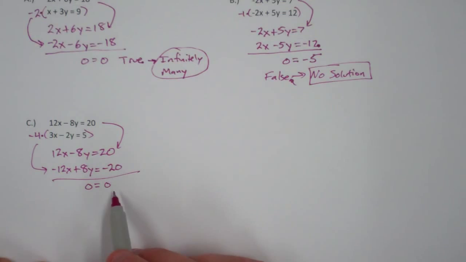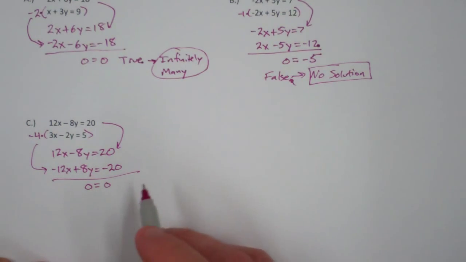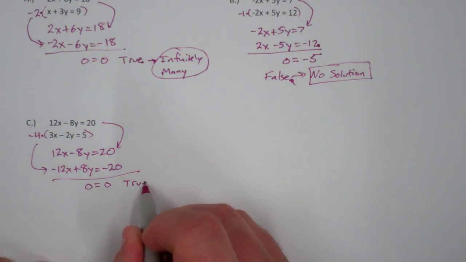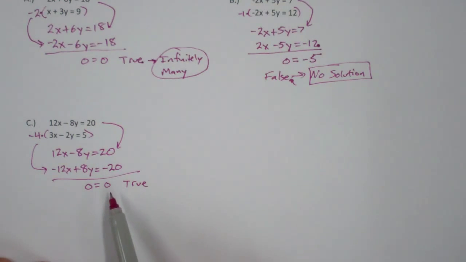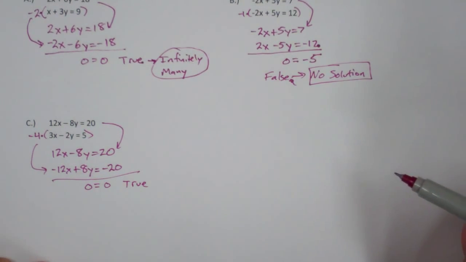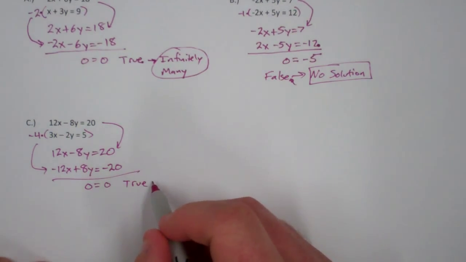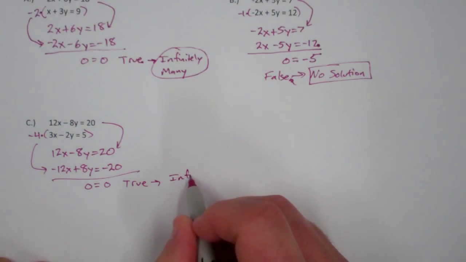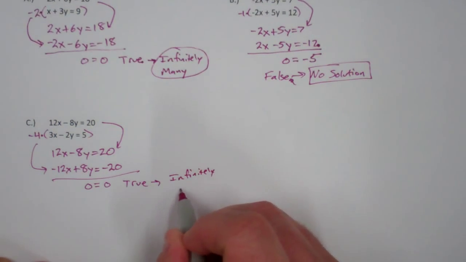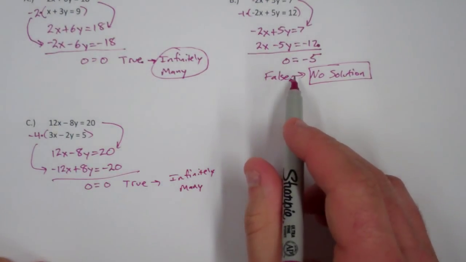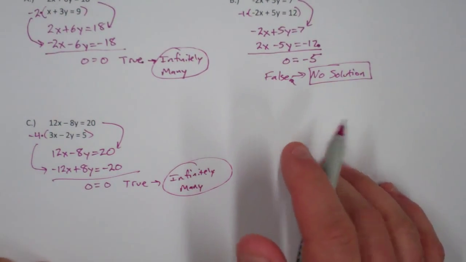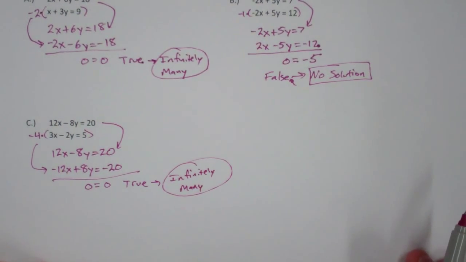Now it doesn't have to be 0 is equal to 0, though that happens a lot when you do elimination like this. But if you did something else and you got 5 is equal to 5, well that's also true. So the key here is not 0 equal to 0, but determining once the variables have gone away is the statement you get true or false. If it's true, then you have infinitely many solutions. If it's false, like this one above, upper right hand side there, then you're going to wind up with no solution. But this one's definitely infinitely many.